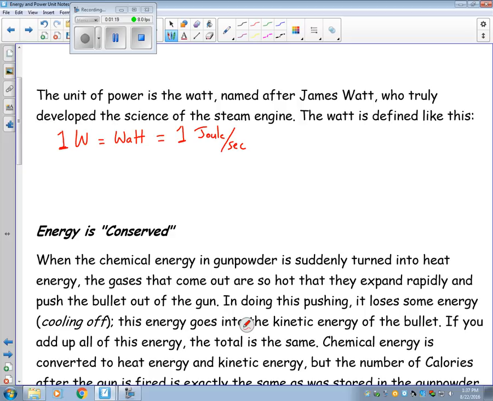So then if I have a kilowatt, that would be the same thing as 1,000 joules per second, since kilo means 1,000. So that's some of the definitions for the watt. And again, we see the joule in here, and notice then that a joule can be the same thing as a watt times a second.